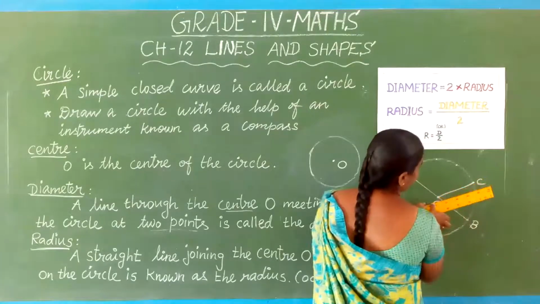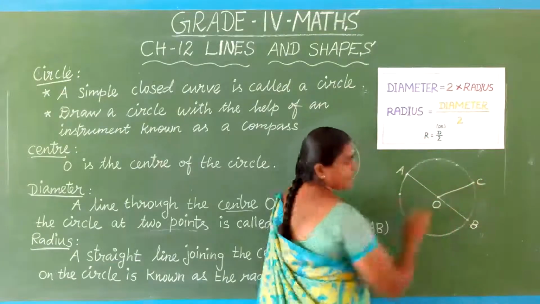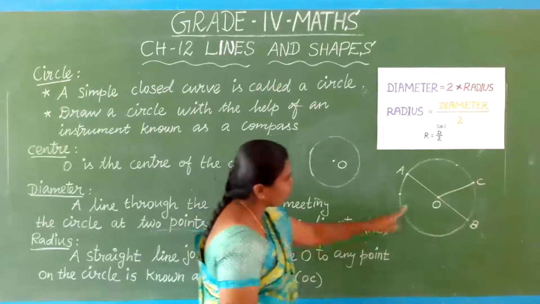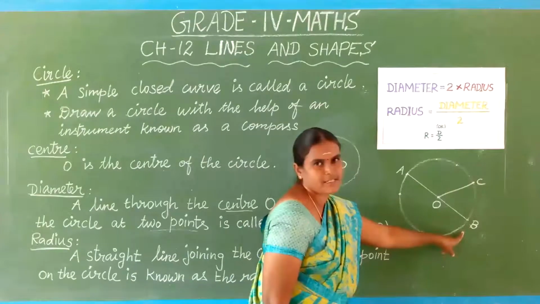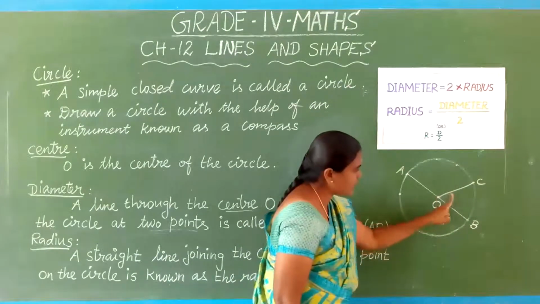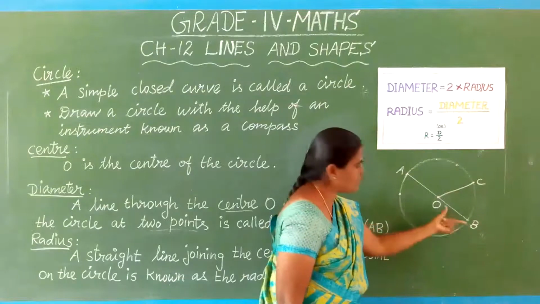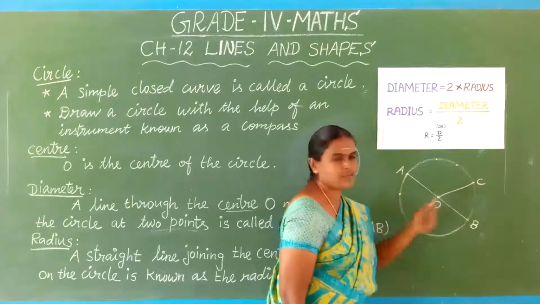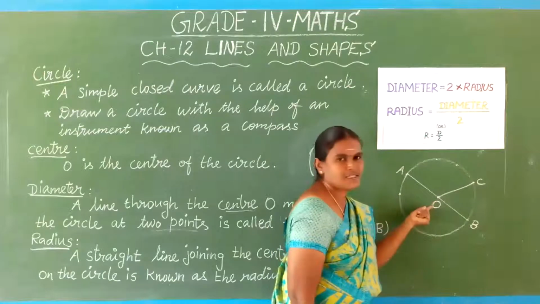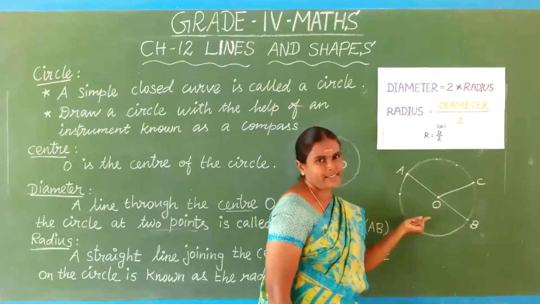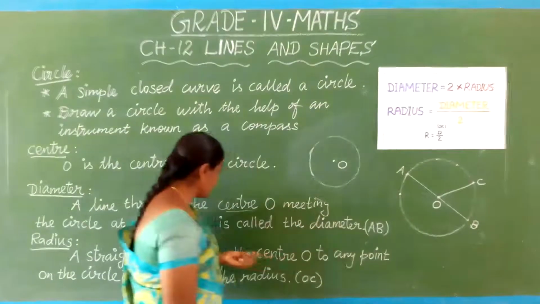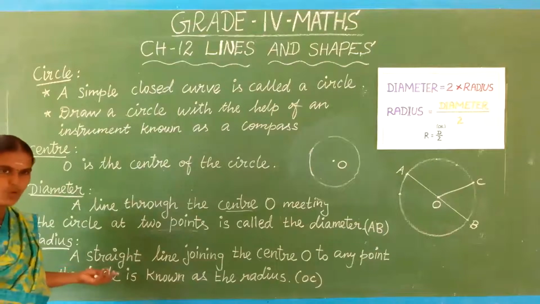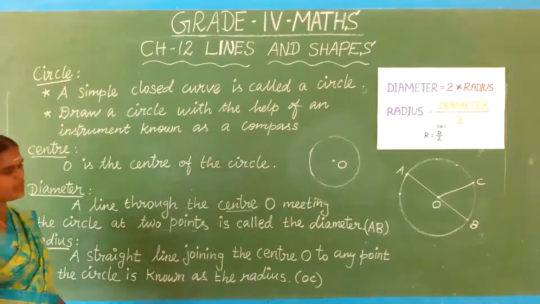Now which one is the radius? OC is the radius. OB is also called a radius. Take the center point and any one point on the circle and join these two. OB is also a radius, and so are OA and OC. The plural form is radii. So radius means a straight line joining the center O to any point on the circle.